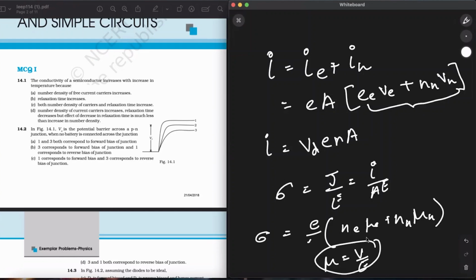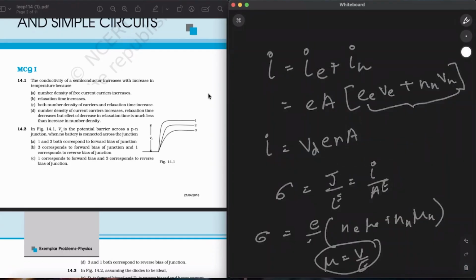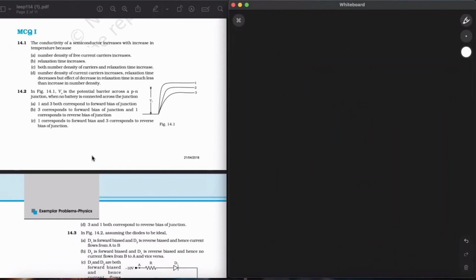So in option 4, we have seen that the motion of electrons in the conduction band and of holes in the valence band under the action of electric field is happening. So since the number of holes and the number of electrons is increasing so rapidly, that is why the current increases. Alright, so hopping on to the next question now.